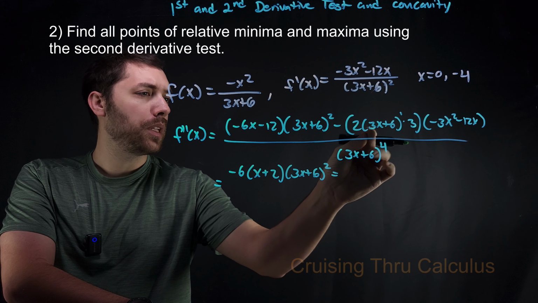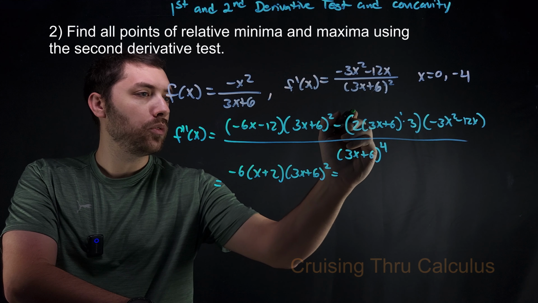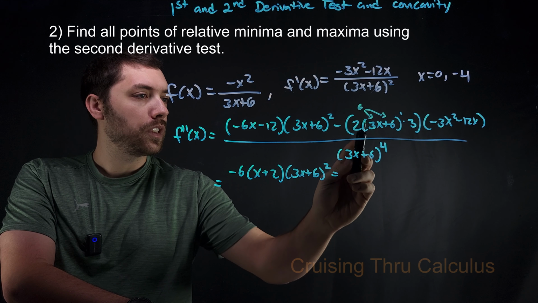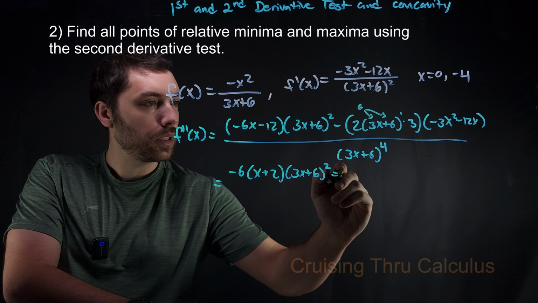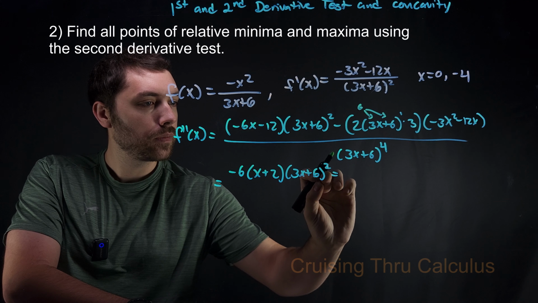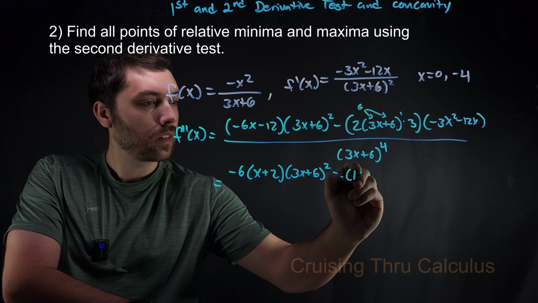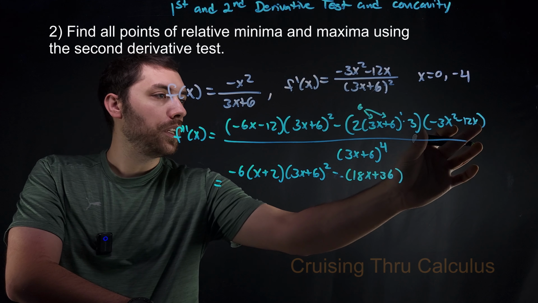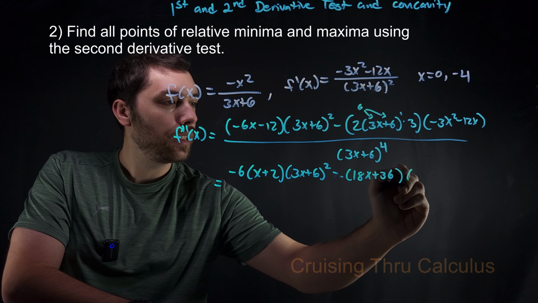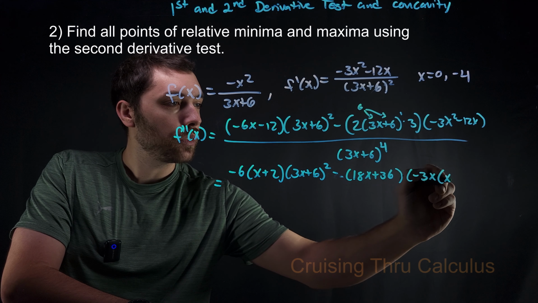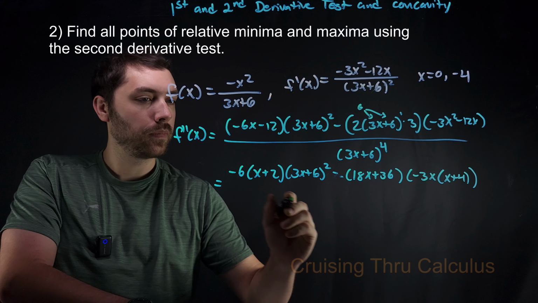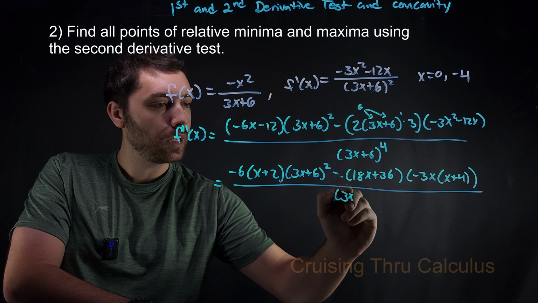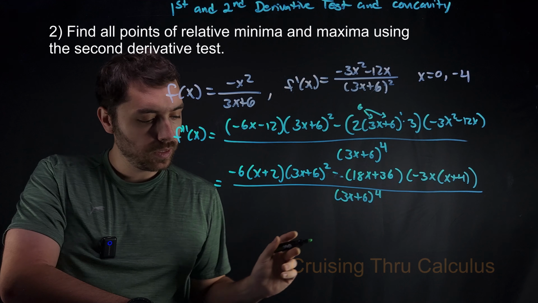Over here, I'm actually going to multiply these all out. So 3 times 2 is 6, and then I'm going to distribute the 6 here. So 6 times 3 will give us 18x plus 36. And then over here, we can take a negative 3 and an x out, leaving us with an x plus 4. This is still all over our denominator, 3x plus 6 to the fourth.